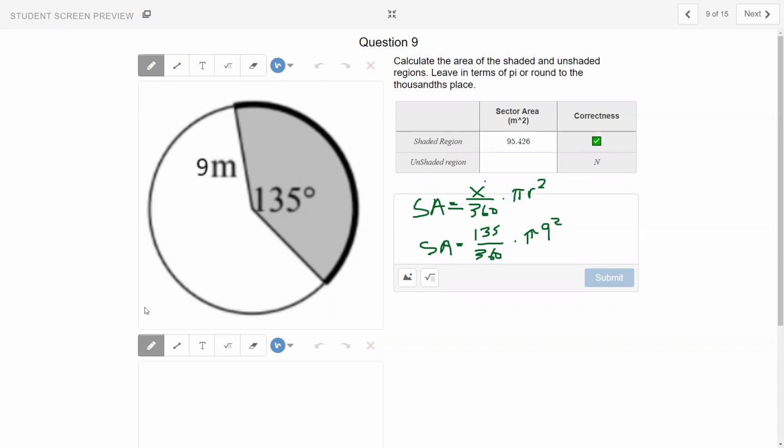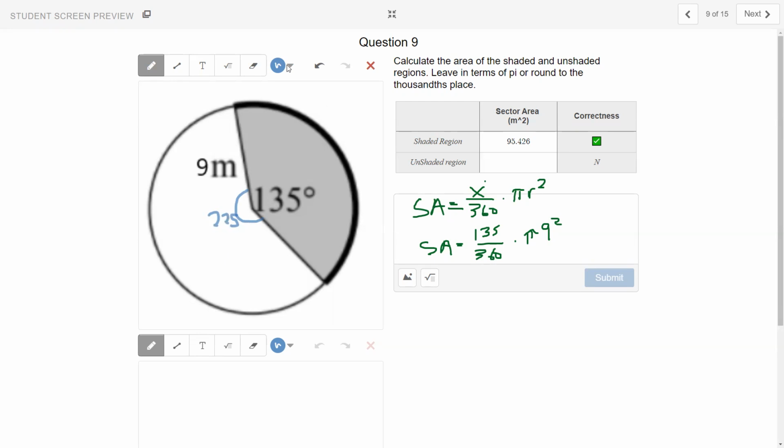All right, and then the unshaded part is the other arc here. So if this is 135, 360 minus 135 is going to be 215. Yep. 225, actually. Yeah, 225. Let me put that in just to make sure. 360 minus 135 is 225 degrees.